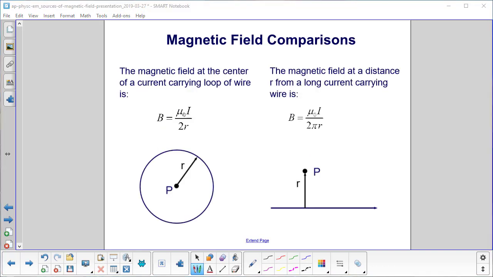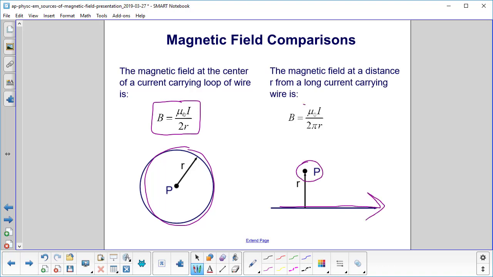There's a similarity to the magnetic field at the center of a current-carrying loop of wire, which is what we've just gone through, and here's our loop of wire. At the center, we found that the magnetic field is mu 0 I over 2r. The magnetic field at a distance r from a long current-carrying wire, that's the magnetic field at this point, is mu 0 I over 2 pi r, different only by the pi there.